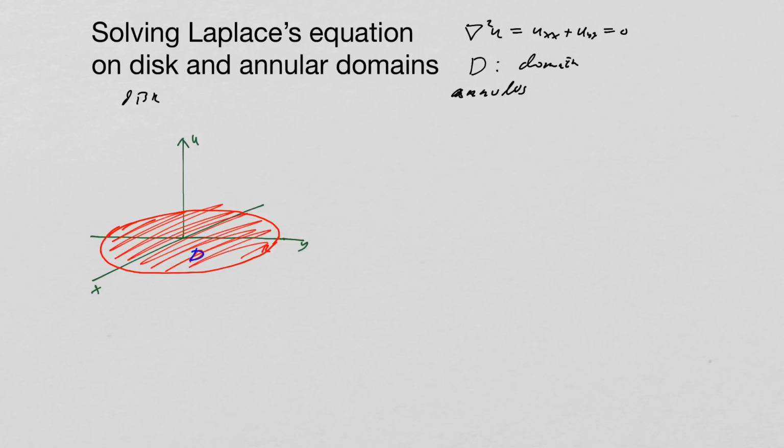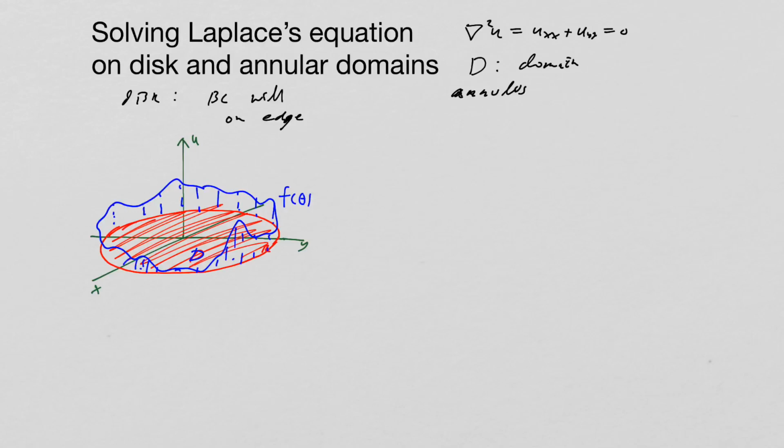Okay, so the idea here, and then of course we have a boundary condition on the edge, so we could have some boundary condition that looks like this, just for example. And the idea here is at every point on the edge of this disk there's going to be some f of theta that defines the height of the function that we want to solve here.